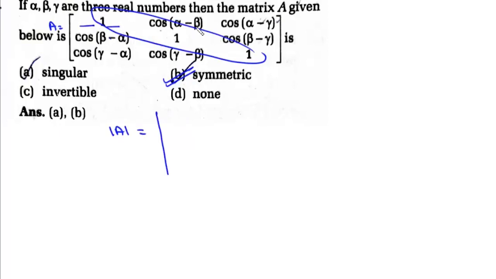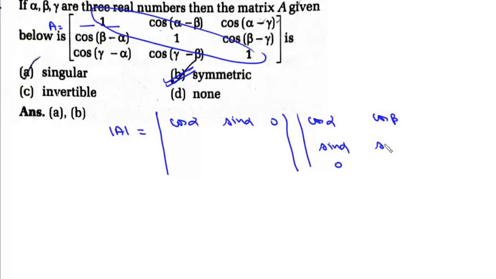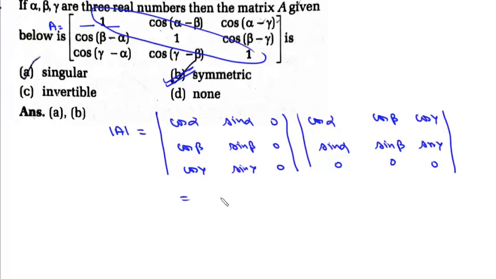This is cos A cos B plus sin A sin B. So we'll write this as cos alpha sin alpha 0, and here it will be cos alpha sin alpha 0. Next one will be cos beta sin beta 0 and cos gamma sin gamma 0, and here it will be cos beta sin beta 0, cos gamma sin gamma 0. Now both these determinants are 0. So basically this matrix is a singular matrix. So the correct options are A and B.